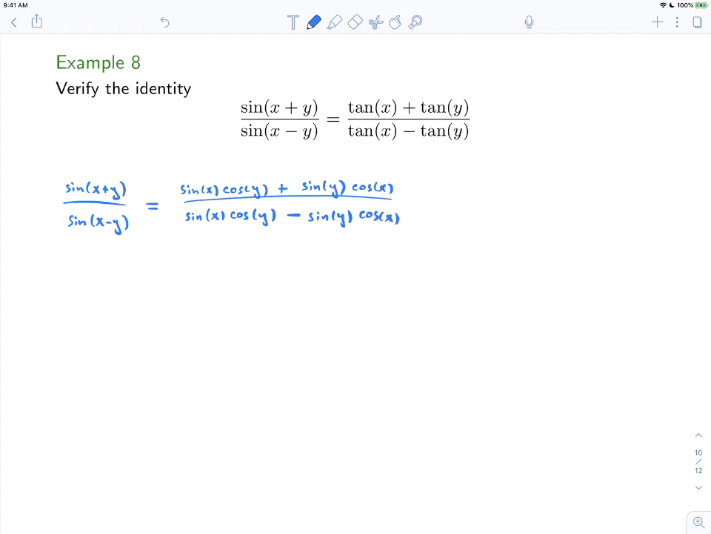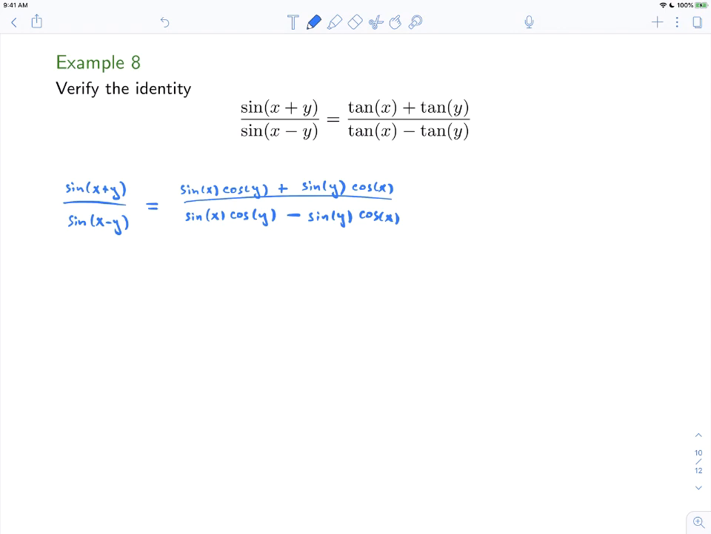Now our objective here is to get a bunch of tangents. So tangent is sine over cosine. So for example, I want to get a tangent of x here, and I have a sine of x. So I just need to divide everything by cosine of x to get a tangent here. On the other term, we want a tangent of y, and here's a sine of y. So if I divide by cosine of y, that should give me a tangent here. So let's give that a try.